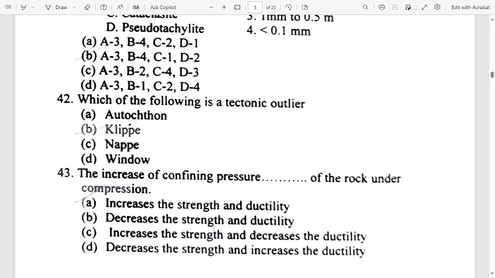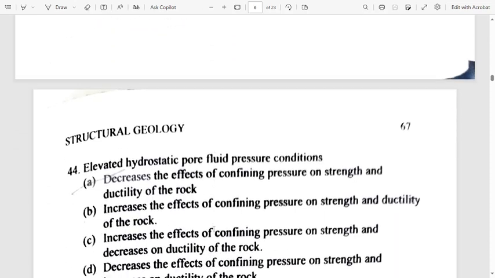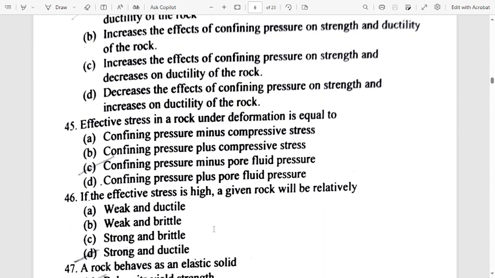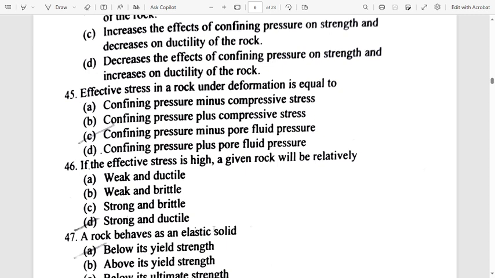Which of the following is a tectonic outlier? Klippe. A tectonic outlier means outside outlier. Outlier is outside old, inside young. The increase of confining pressure increases the strength and ductility of the rock under compression. Elevated hydrostatic pore fluid pressure conditions decrease the effects of confining pressure on strength and ductility of the rock. Effective stress in a rock under deformation is equal to confining pressure minus pore fluid pressure. If the effective stress is high, a given rock will be relatively strong and ductile.